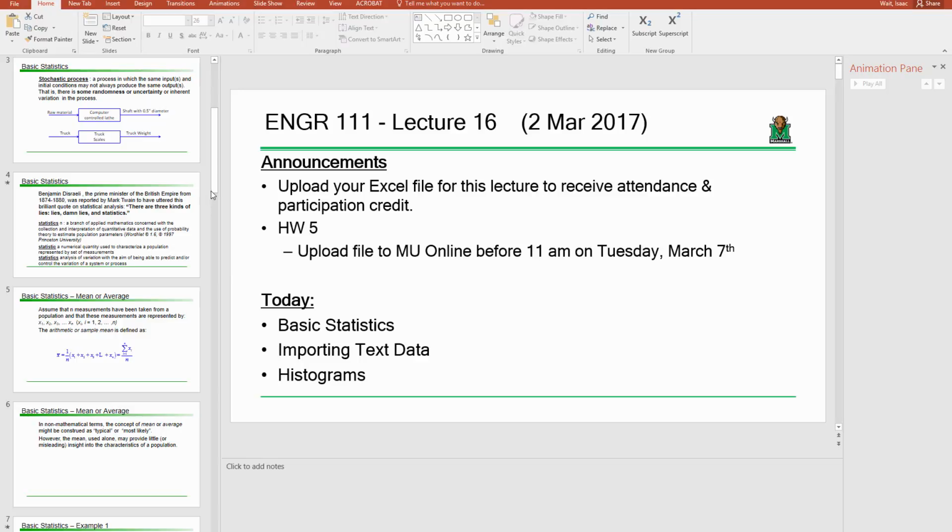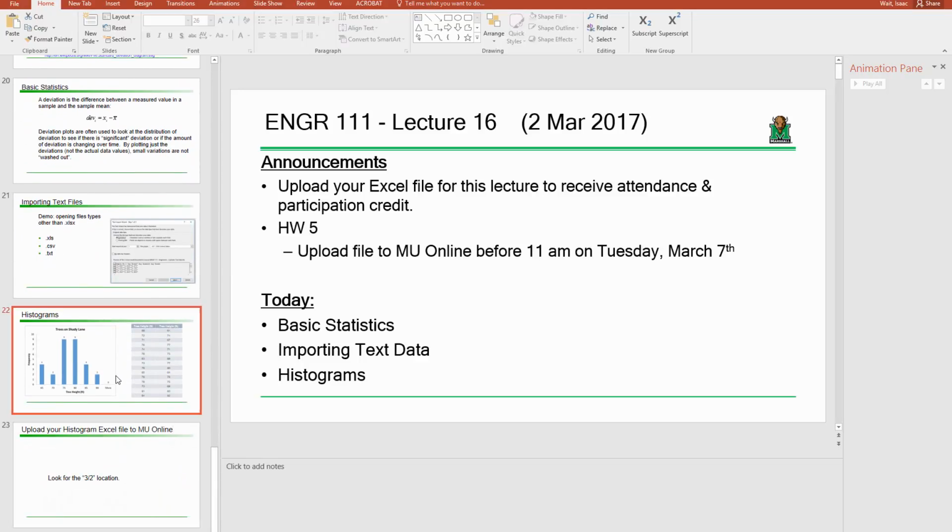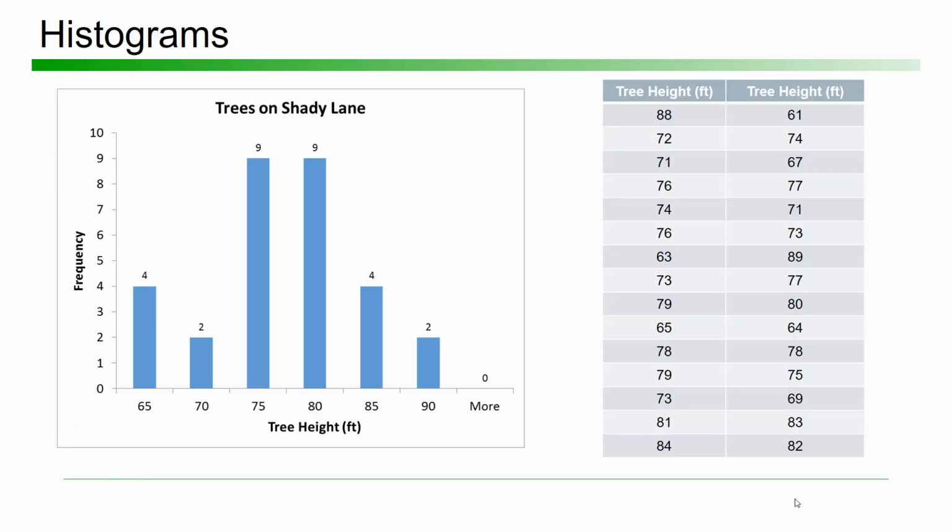The final thing that we're going to talk about today are histograms. Probably you've seen figures like this before. What it's showing you is how many trees there are in a certain height range. From 65 to 70 feet, there are 4 trees that have that height characteristic. From 70 to 75, there are 2. From 75 to 80, there are 9, and so on.